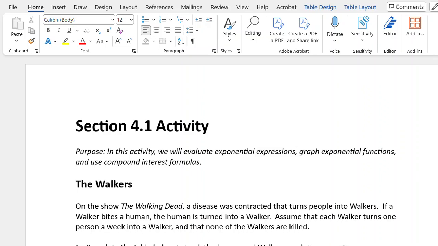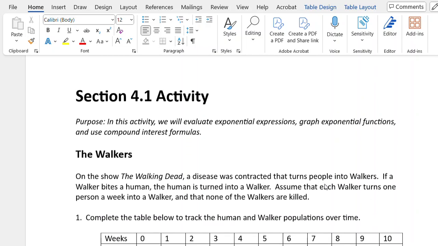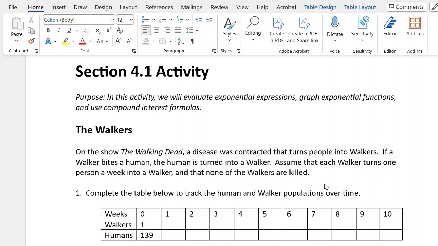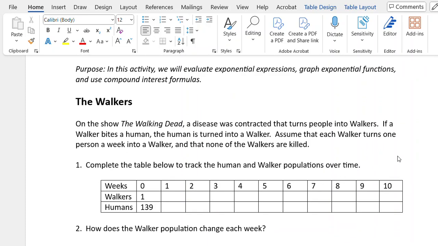In this video for section 4.1, we're going to introduce exponential expressions with this activity about the walkers. In later videos for this section, we will graph exponential functions and use compound interest formulas. So this problem comes from the show The Walking Dead.